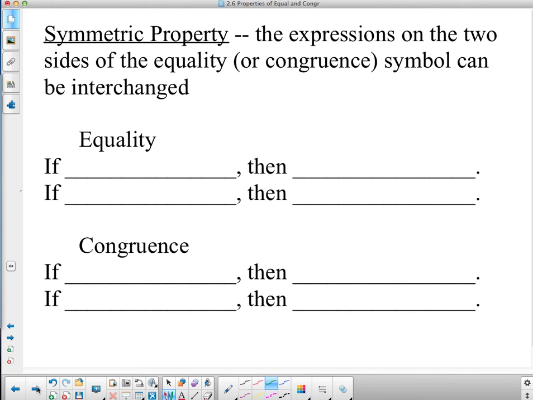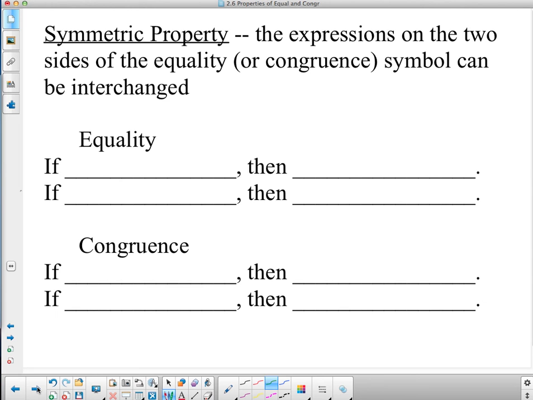Okay, the next property is called the symmetric property. There is a symmetric property of equality and of congruence also. This one says the expressions on the 2 sides of the equality or congruent symbol can be interchanged. What do I mean by interchanged? Switched, yeah. The left becomes the right and the right becomes the left; you just change places with them.